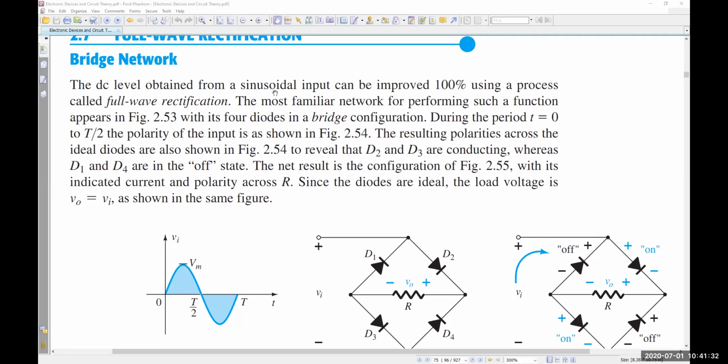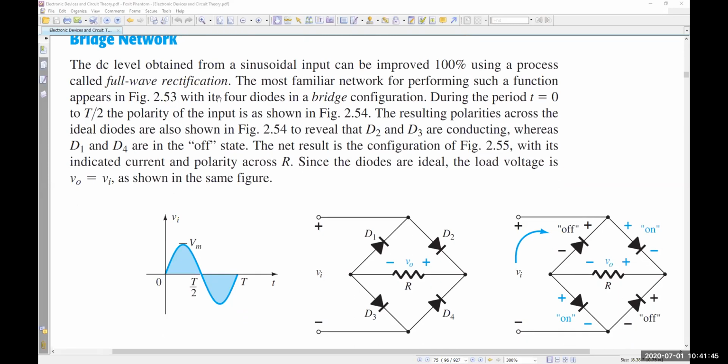The DC level obtained from a sinusoidal input can be improved 100% using a process called full wave rectification. The most familiar network for performing such a function appears in this figure, where 4 diodes are in a bridge configuration. That means you have 1, 2, 3, 4 diodes. In between you have a resistor. That's why it is called a bridge rectifier, because from this point and this point they form a bridge.